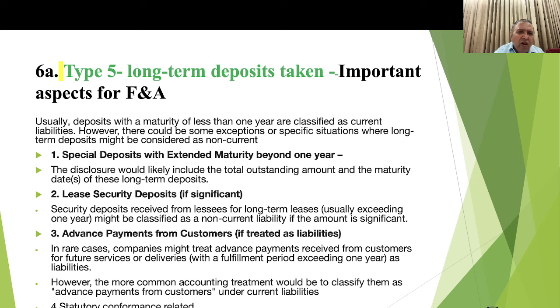Type 5, long-term deposits taken. Important aspects. Usually, deposits with a maturity of less than 1 year are classified as current liabilities. However, there could be some exceptions or specific situations where long-term deposits might be considered as non-current. Now, number one important aspect is special deposits with extended maturity beyond 1 year. The disclosure would likely include the total outstanding amount and the maturity dates of those long-term deposits. Number two is lease security deposits, if significant. Security deposits received from the lessee for long-term leases, usually exceeding 1 year, might be classified as non-current liabilities if the amount is significant.